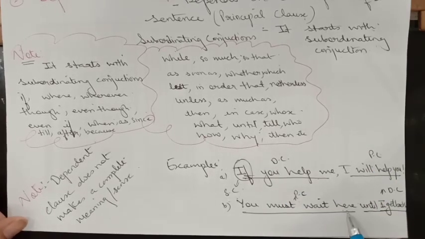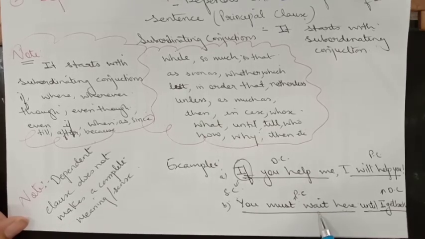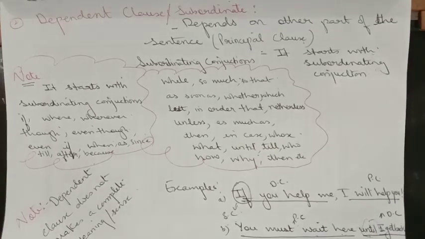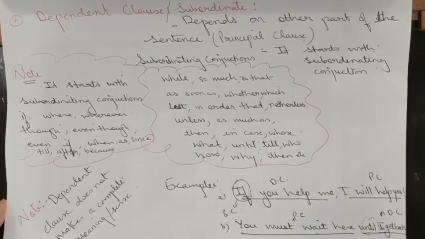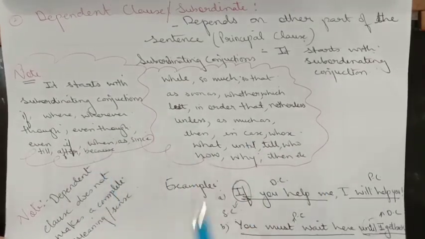You must wait here. This is your principal clause, yeah, independent clause you can say. Until I get back. It is starting with the subordinating conjunction. So a dependent clause depends on the independent clause and it starts with the subordinating conjunctions. So kindly go through all the subordinating conjunctions which I mentioned here.